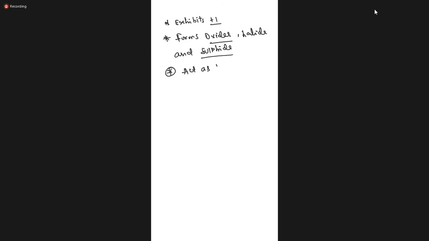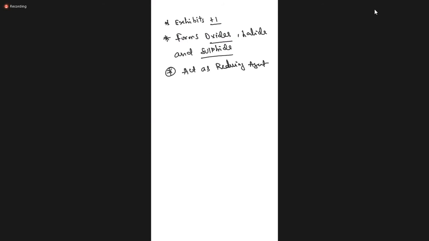Next, exhibits +1 oxidation state. Even alkali metal exhibits +1 oxidation state. Forms oxides, halides, and sulfides. Acts as a reducing agent. This is the resemblance with the alkali metals.